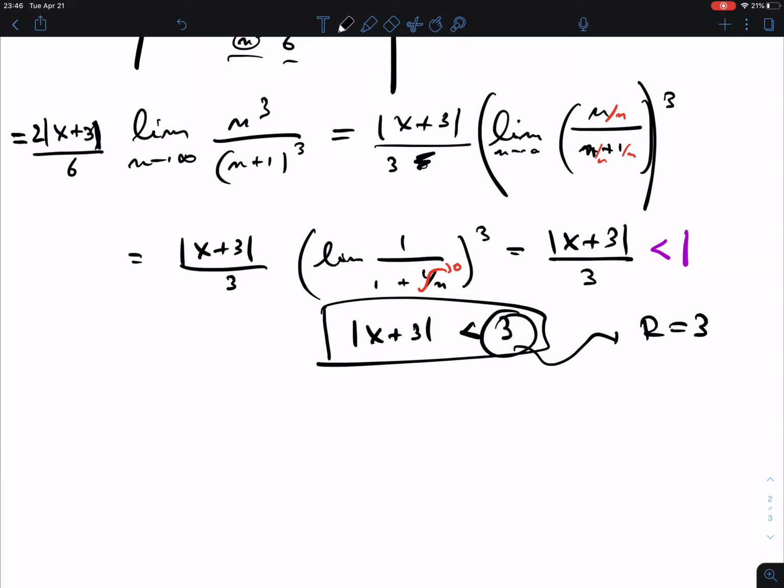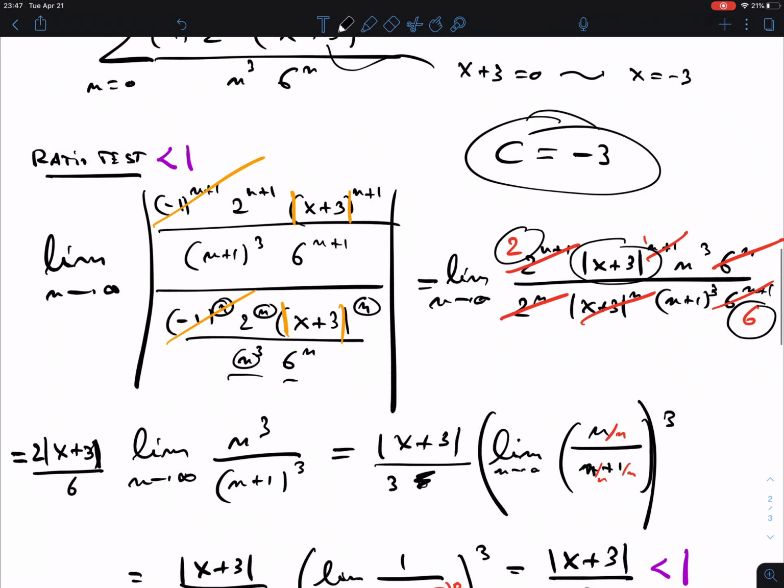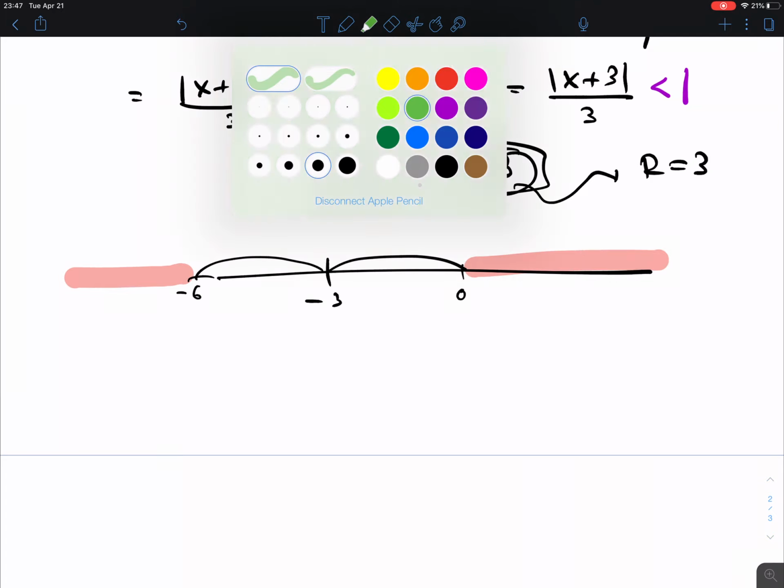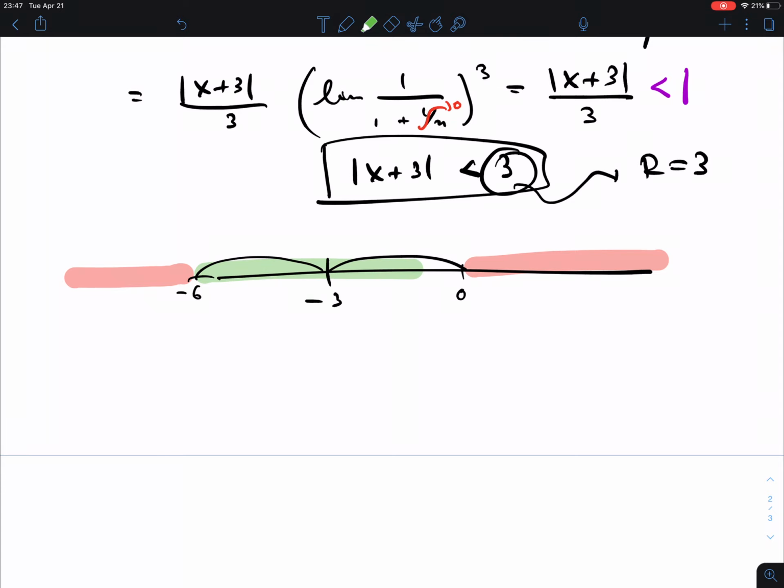What does this mean? This means that if I make a line here, the center is negative 3, so I will be centered at negative 3 here, and I go 3 to the right. I hope you see that ends you in 0, and if you go 3 to the left, you end up in -6. So outside, we have divergence. Inside, we have convergence. That's the meaning of these things.